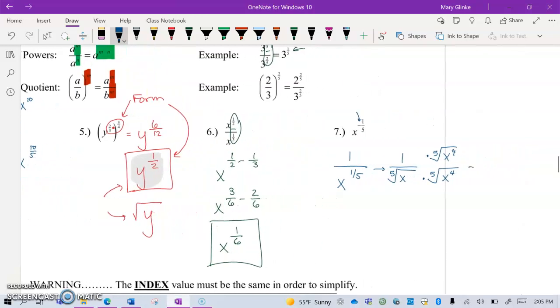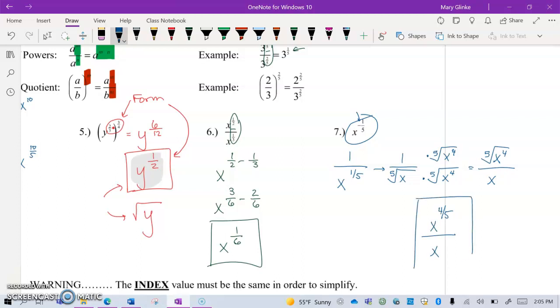So this is going to become the fifth root of x to the fourth over x. Now, normally we would circle this and say this is our answer, but our original problem started in exponential form, so we need to transfer this back into exponential form. So my numerator would be x to the 4/5, and my denominator would just be x. These two here are equivalent, but we're just now in exponential form.